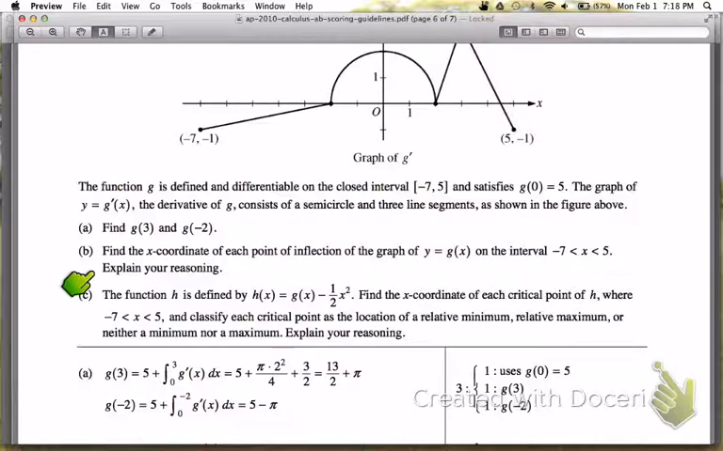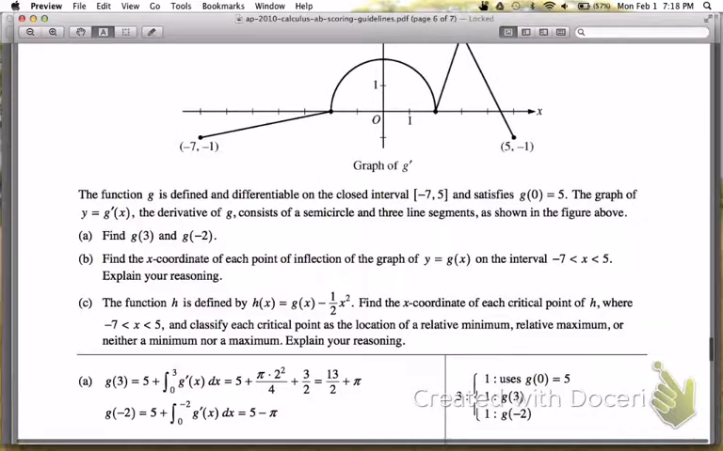Let's keep going. Part B says find the x-coordinate of each point of inflection of the graph of y equals g of x on the interval and explain your reasoning. Now, if you remember our little chart about curve sketching, points of inflection on the original graph, on g of x, and if you don't recall this, look back at that little chart again. Points of inflection on g of x are represented by the minimums and maximums of the first derivative. So essentially, if I want to find a point of inflection on the original graph, I have to find all of the minimums and maximums of this graph.